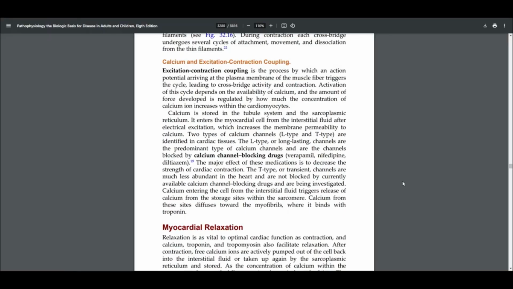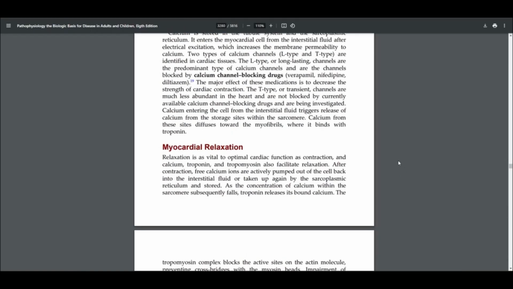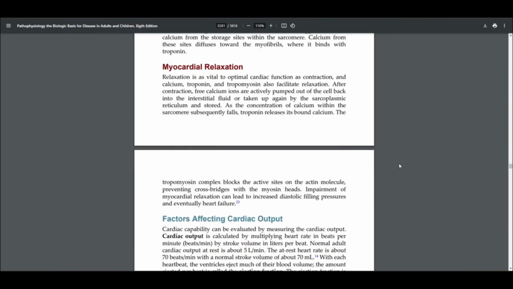Calcium entering the cell from the interstitial fluid triggers release of calcium from the storage sites within the sarcomere. Calcium from these sites diffuses towards the myofibrils, where it binds with troponin. So, myocardial relaxation. Relaxation is as vital to optimal cardiac function as contraction, and calcium, troponin, and tropomyosin also facilitate relaxation.